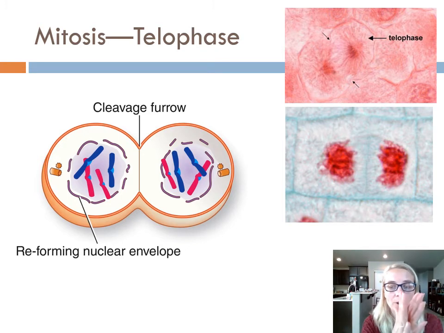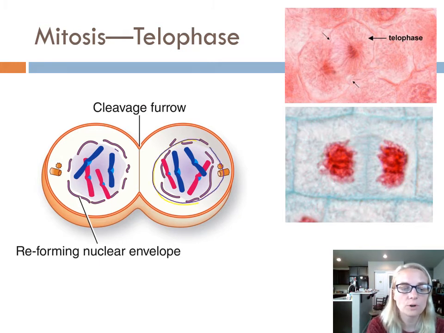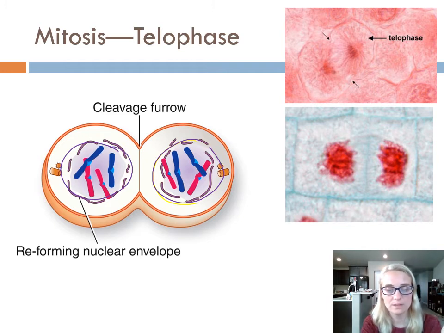And this is where the replicated chromosomes have been pulled apart. Remember, they're sister chromatids when they're held together, and then when they're pulled apart, they're called chromosomes again, individual chromosomes. We can see the nuclear envelope is starting to form, kind of the opposite of prophase.